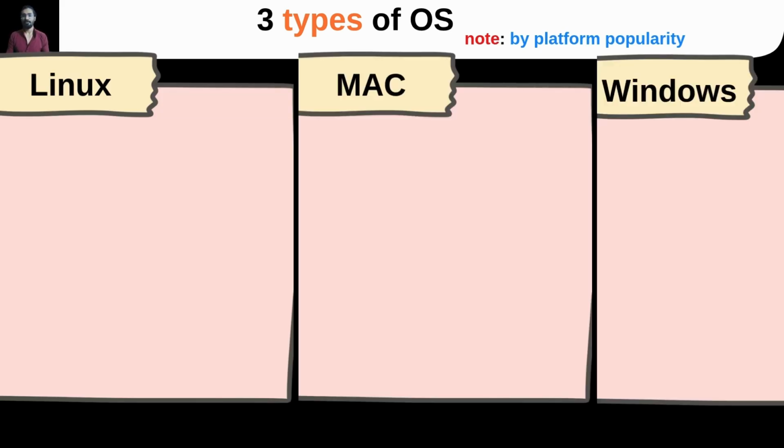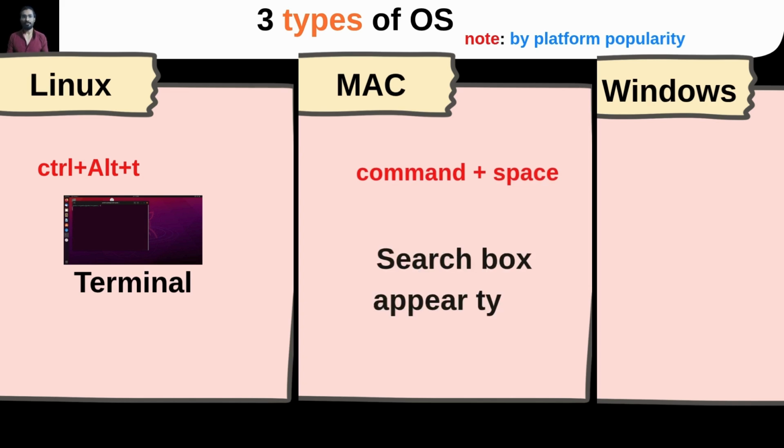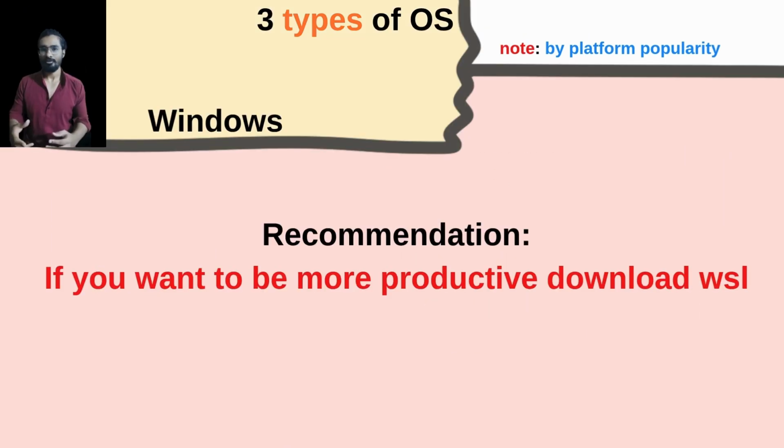If you are using a Linux OS, then just press Ctrl-Alt-T. When you press Ctrl-Alt-T, you will see a pop-up. That pop-up is called the terminal. There, whatever command I am sharing will work. On Mac OS, just press Command and space, you will see a search button, just search for the terminal. For Windows, don't do anything. Just go and download WSL. I recommend if you are a Windows user, go and use WSL.